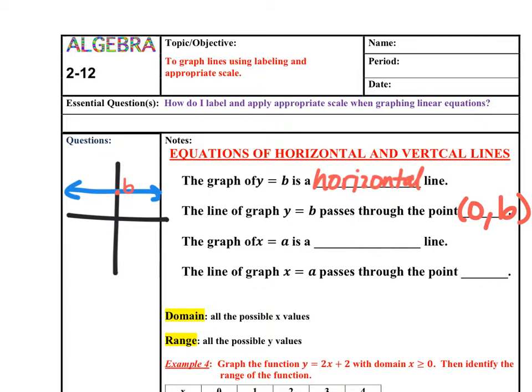So similarly, the graph of x equals a, you probably figured that out. That would have to be a vertical line, because x equals a number. And it's passing through the point, if we wanted to draw this out, it's passing through a. So what would the point have to be? Tell your neighbor.